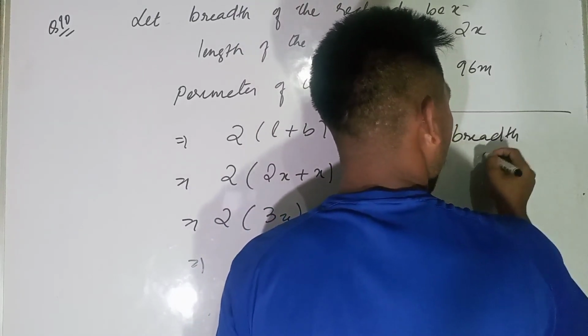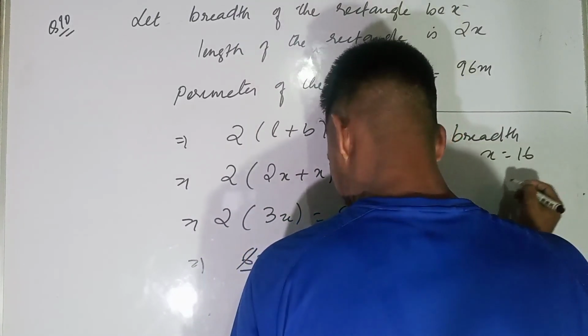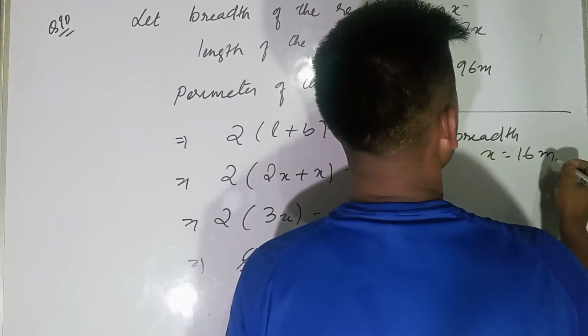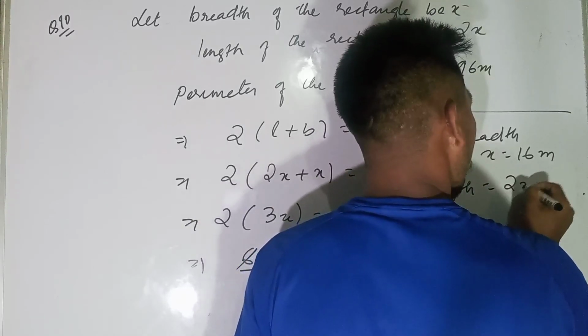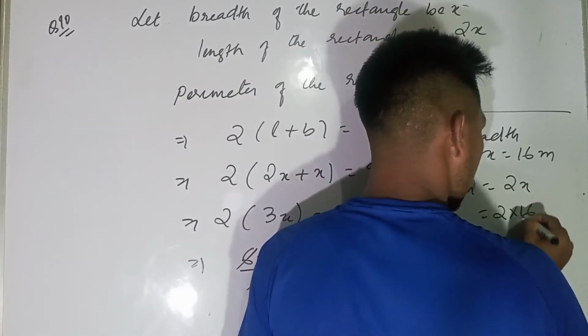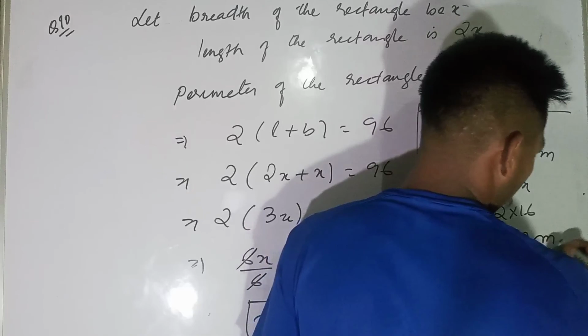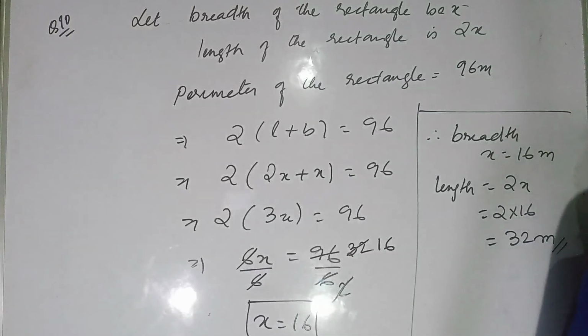Therefore, breadth is x, which is equal to 16 meters. And the length is equal to 2 times x, that is 2 into 16, which is 32 meters. Okay, so this is the end of the chapter. Try to note it down.